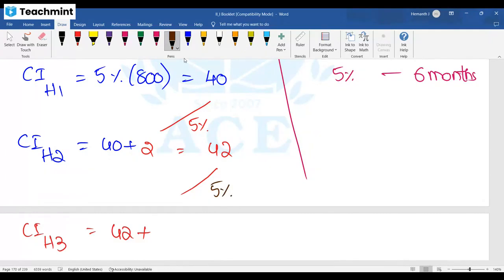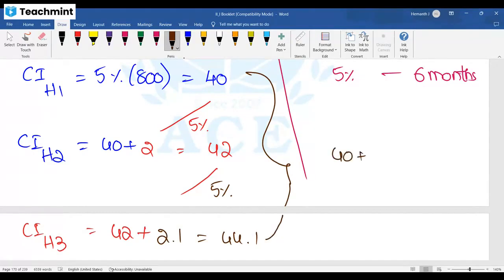4.2. Dividing by 10, or 50%, is 21. Dividing by 10 is 5%, 2.1. Okay, 10% is 4.2, 5% is 2.1. We'll get 44.1. Add all this, what will happen? If you add all this, 126.1 achieved. How much time?